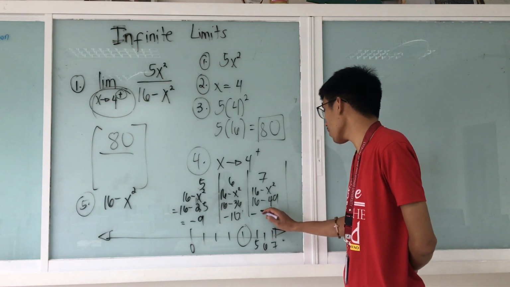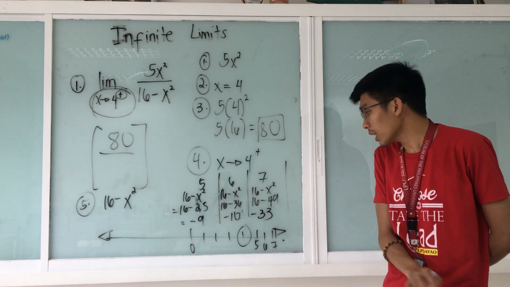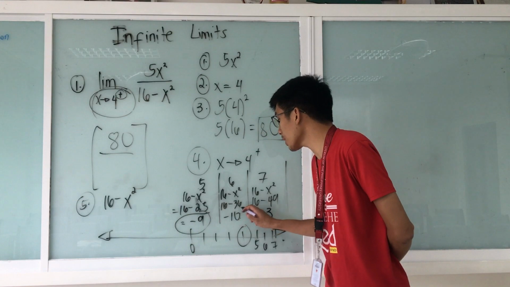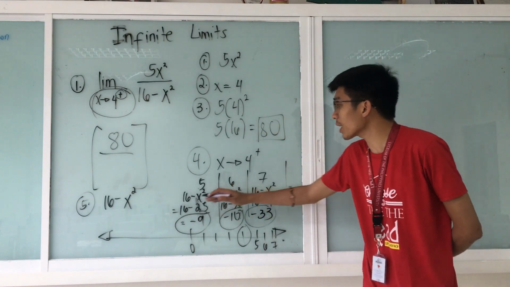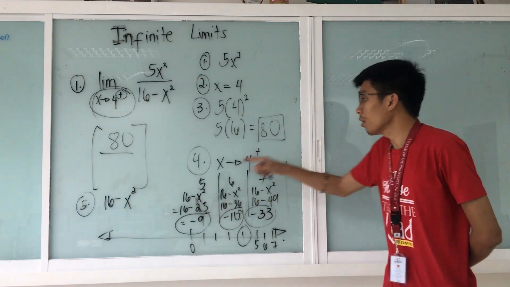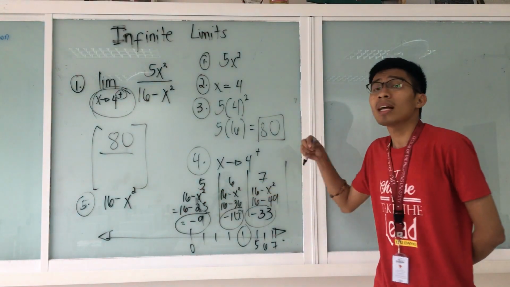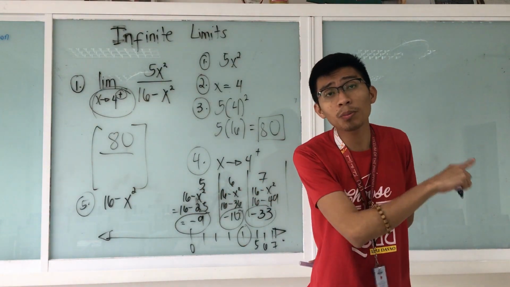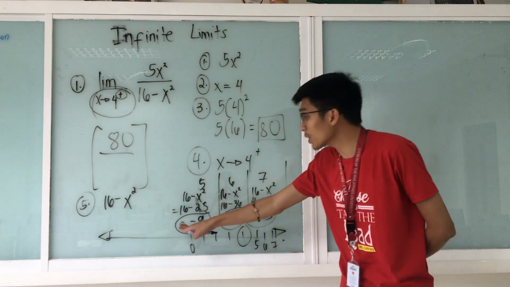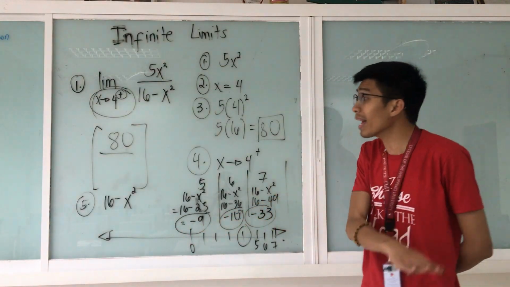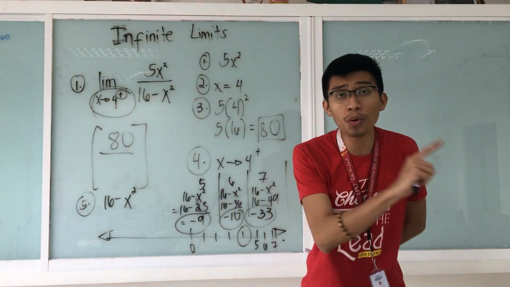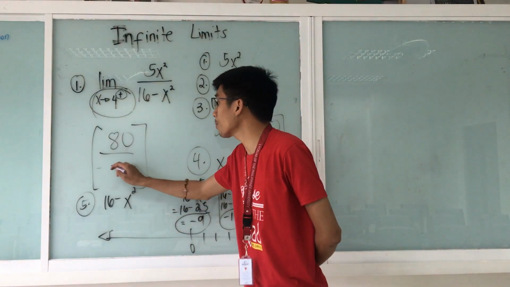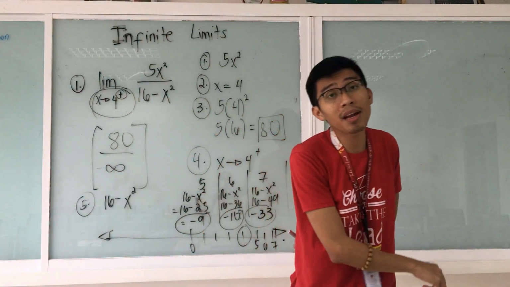This is negative 33. As you can observe, all your numbers are negative, meaning as you proceed to larger numbers, larger than 5, 6, and 7, your number will obviously become negative. So since my results here are all negative, what am I going to put in my denominator? I am going to put negative infinity.